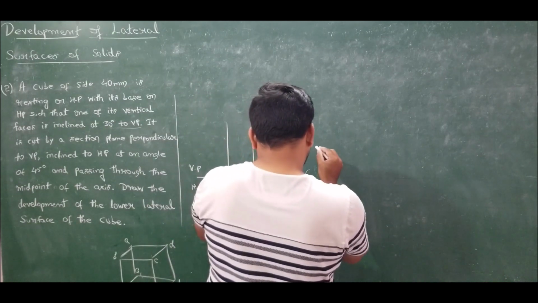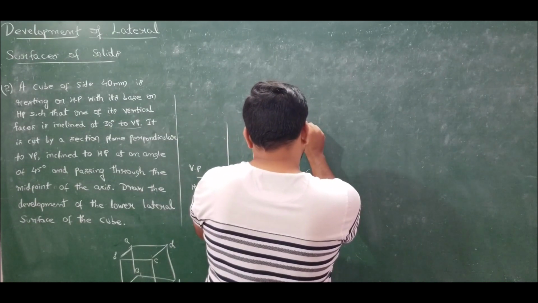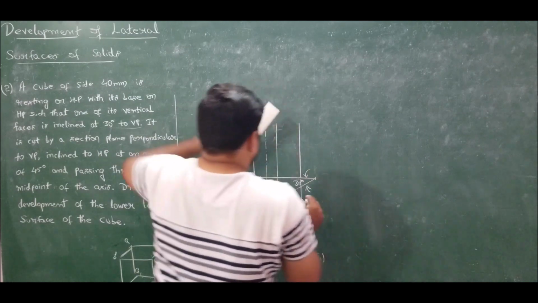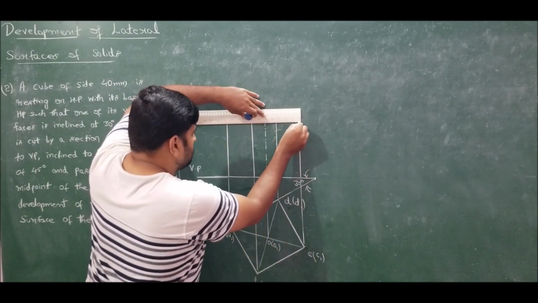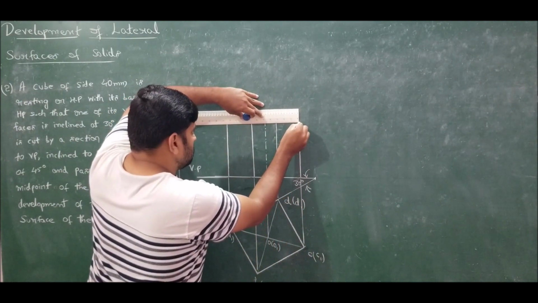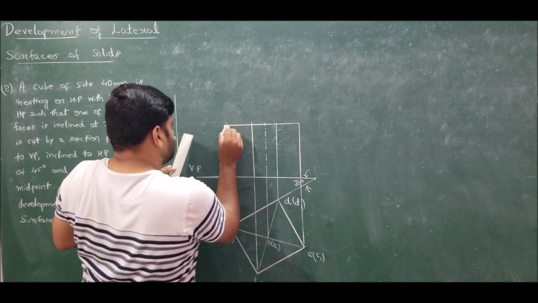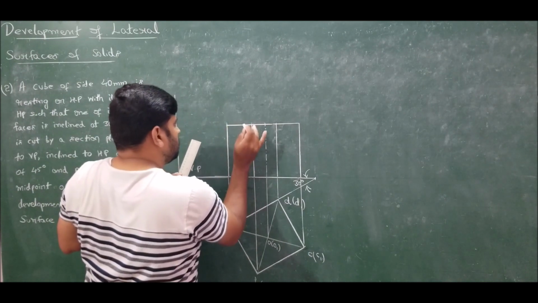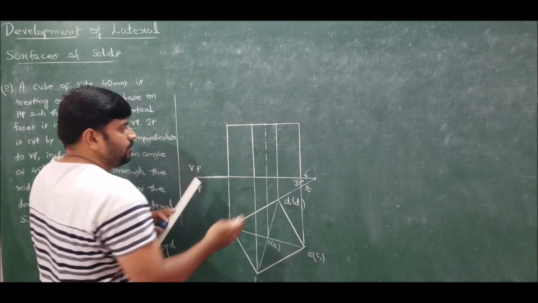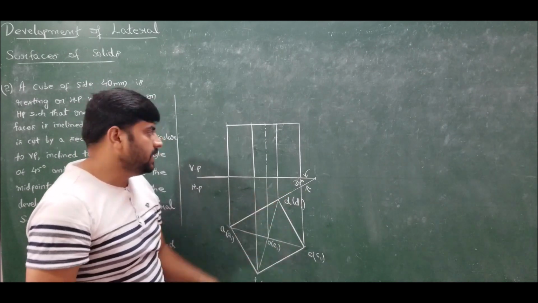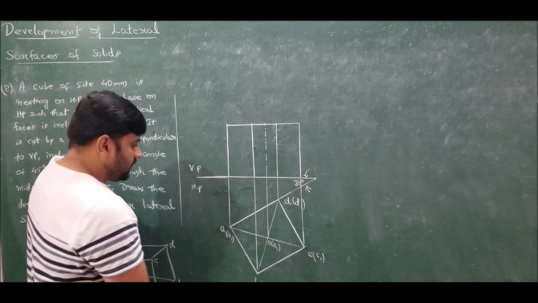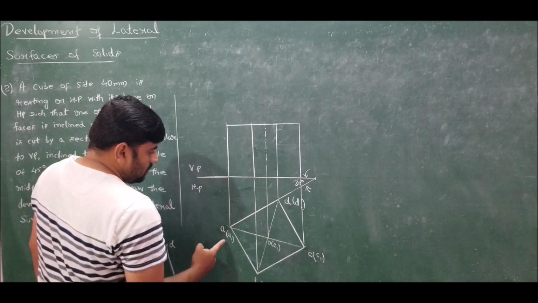Then we have vertical faces. Now you connect. So if you connect, you get more than 40 mm because it is inclined at an angle of 30 degrees. Now marking, observer is here.